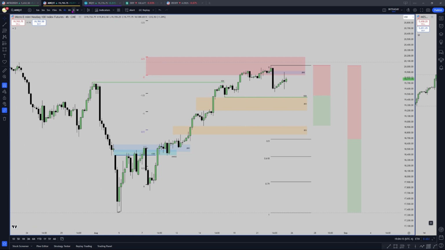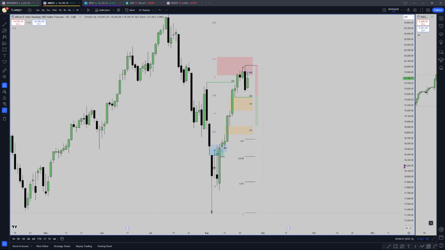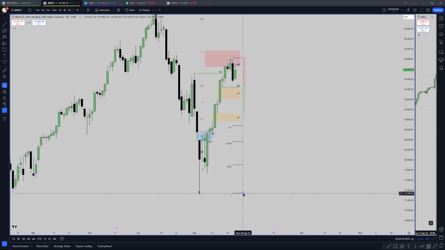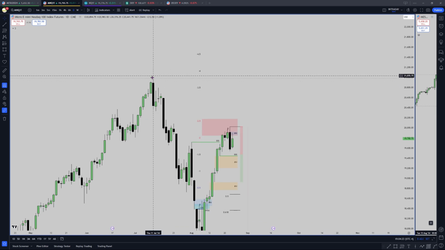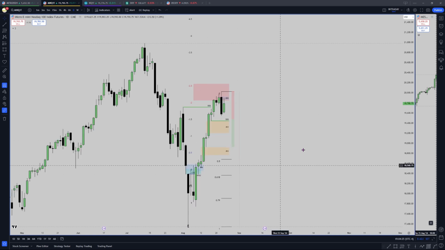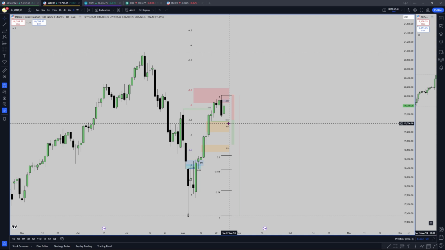Go to the daily time frame. From this low, right? Liquidity? Or from this high? Or is it just this dealing range? I don't use OTE too much. I'd say futures.